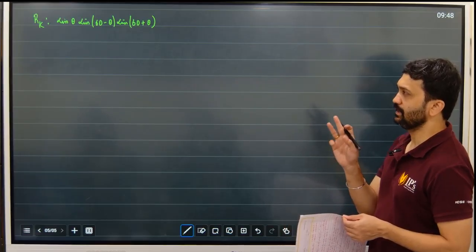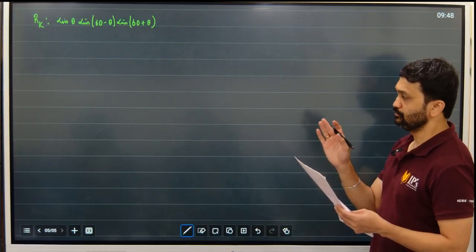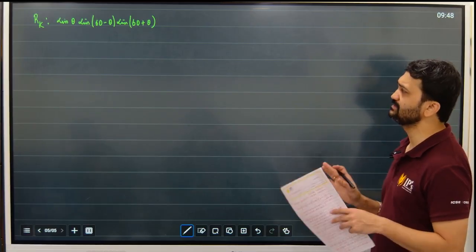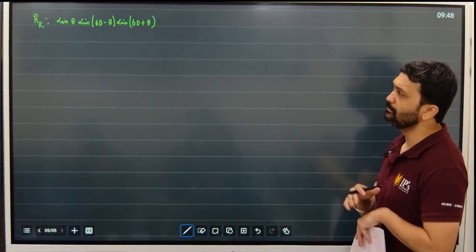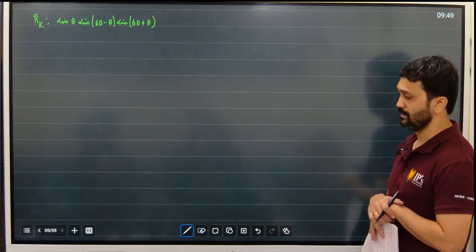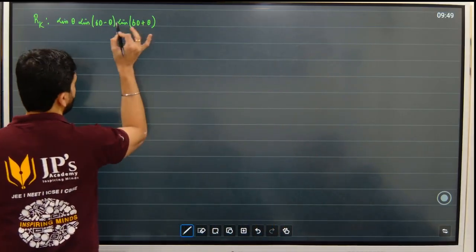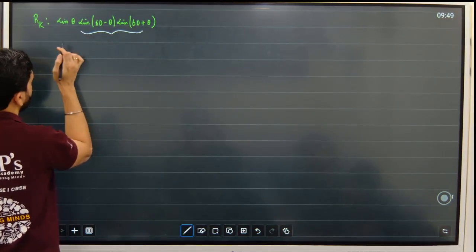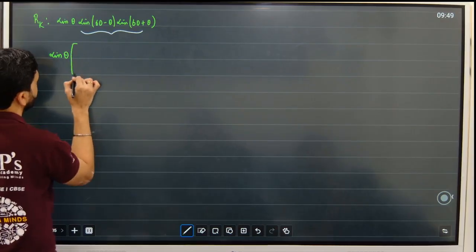If you solve the second and third bracket carefully, sin(60 minus theta), sin(60 plus theta), even if you don't remember the formula, you still know the formula for sin(a minus b) and sin(a plus b). If you substitute that and solve, let me show this to you. इसका आंसर क्या रहेगा वो हम last में लिखेंगे. Focus on this. Let's take the long way for you to understand this.